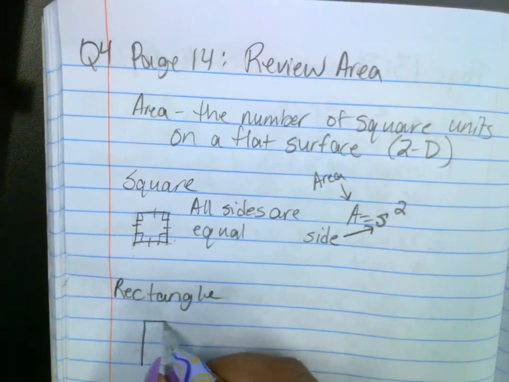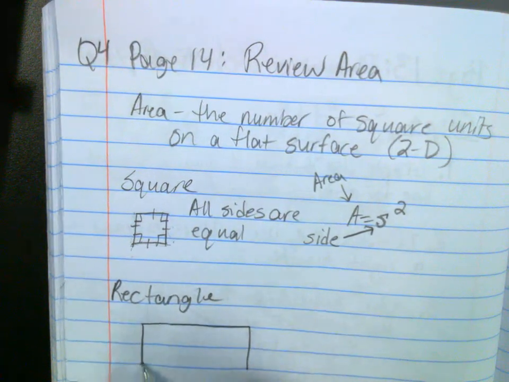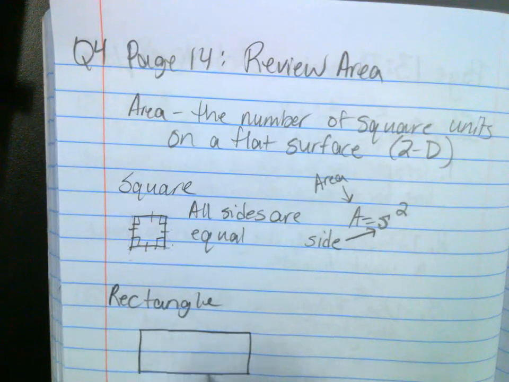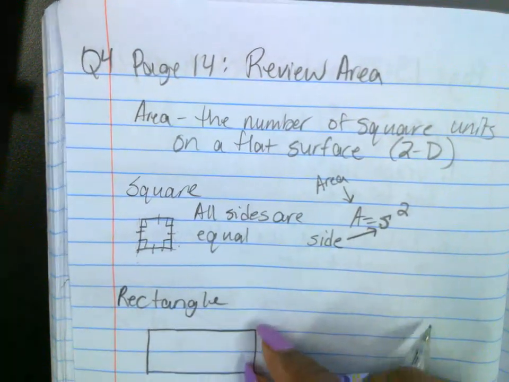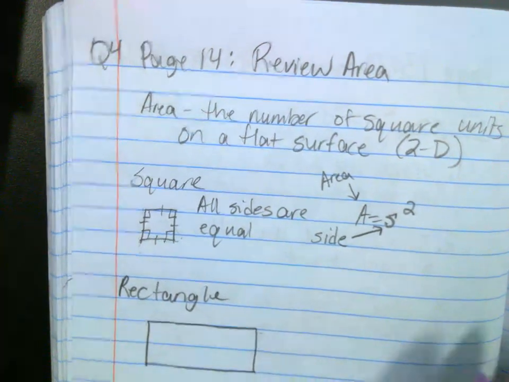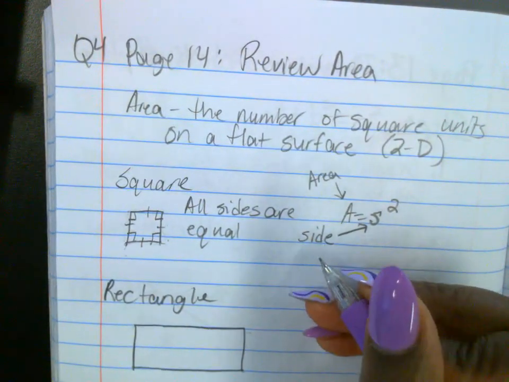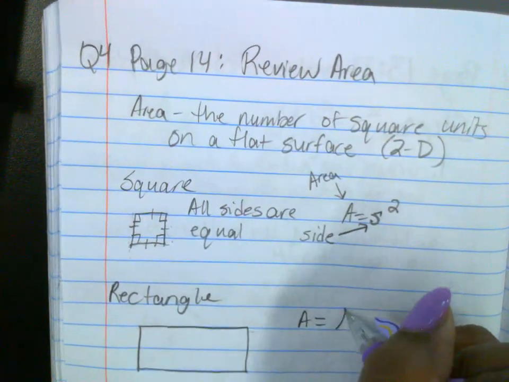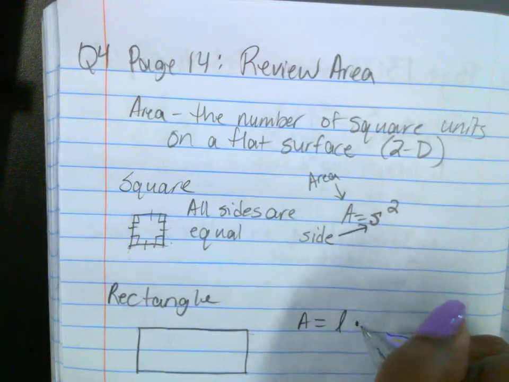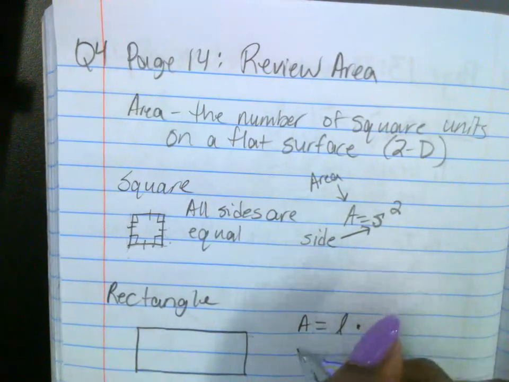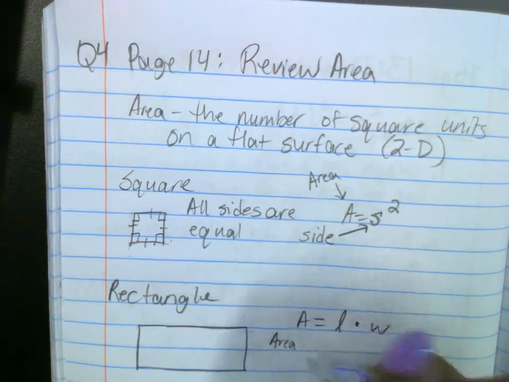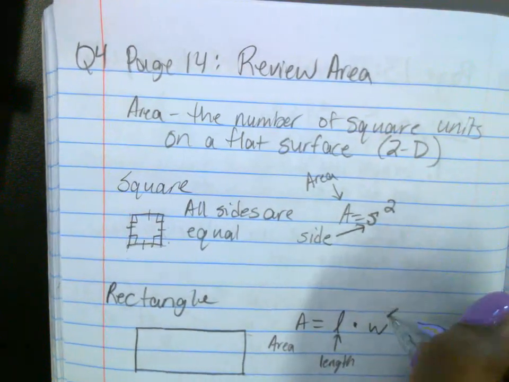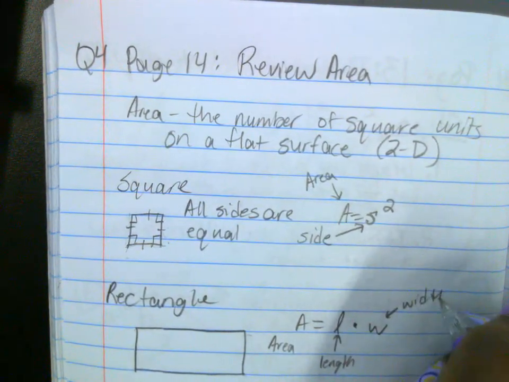Rectangle is where two of the lengths are the same, right? It's a four-sided figure where the lengths, how long it is on the top and the bottom, have the same measure, and the sides have the same measure. So here, this is going to be length times width. Your formula for area of a rectangle is length times the width. Of course, again, the A stands for area, the L is length, and the W is width.